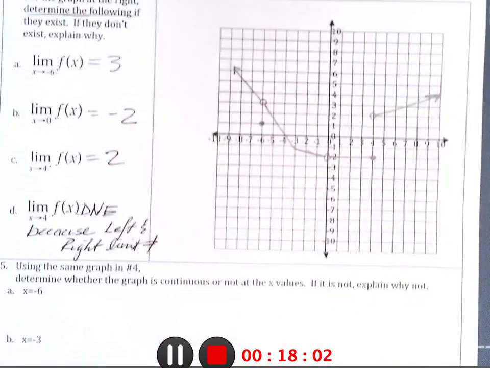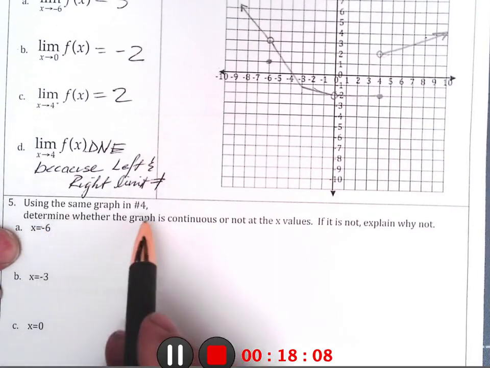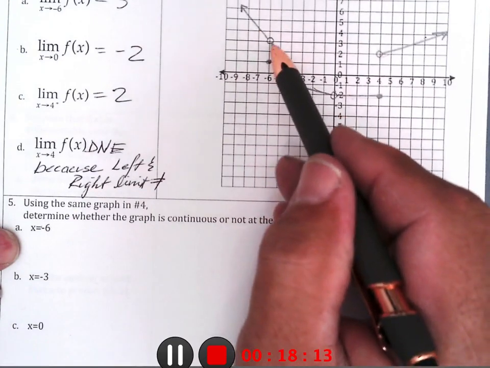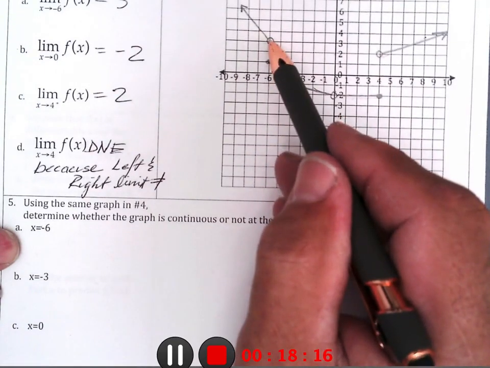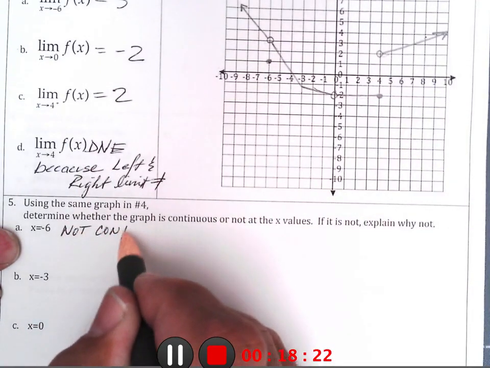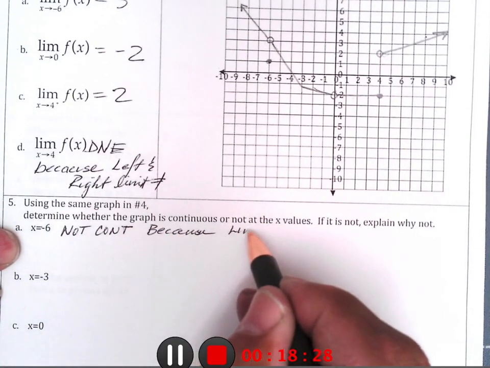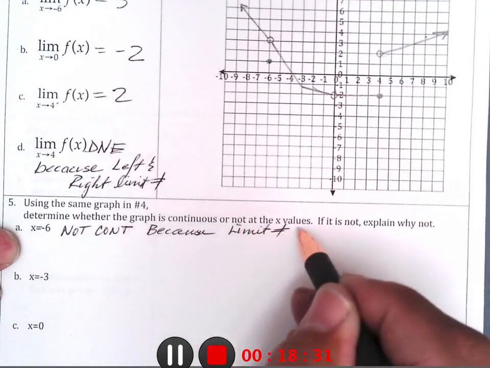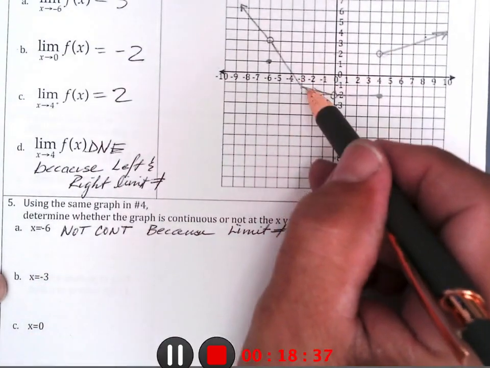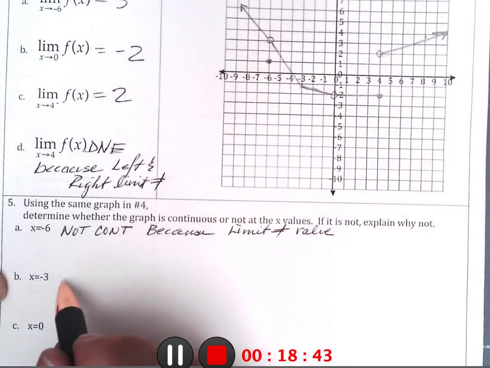So then, same function. What about at -6? Is it continuous? Well, it has a value, it has a limit, but they are not the same. The limit's here, the value's there. So not continuous because the limit does not equal the value. At x equals -3, it has a limit, -1.1 or 2, has a value, -1 or 1.2, and they're the same, so continuous.